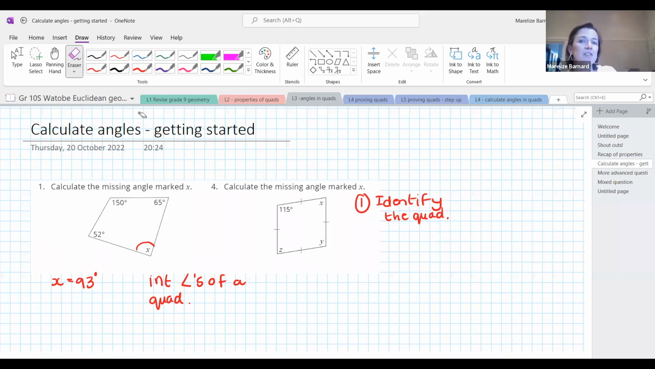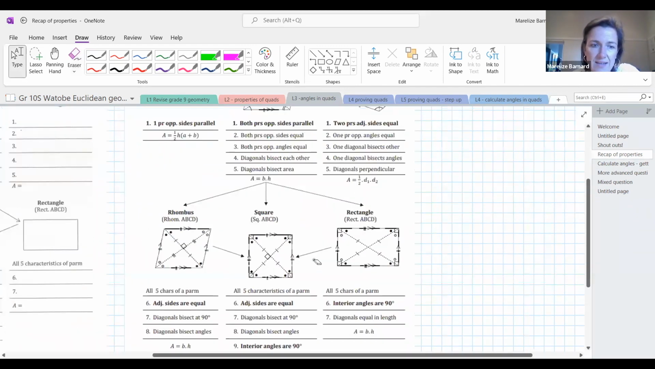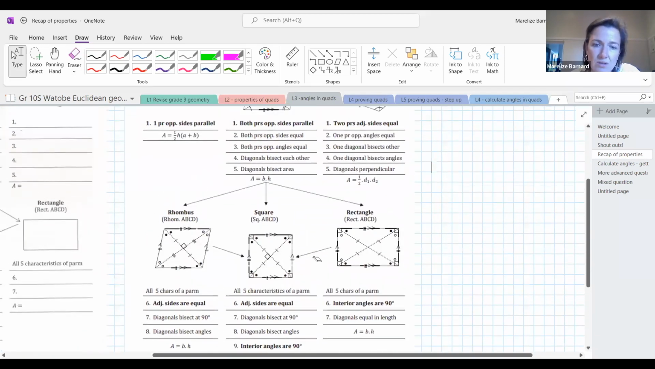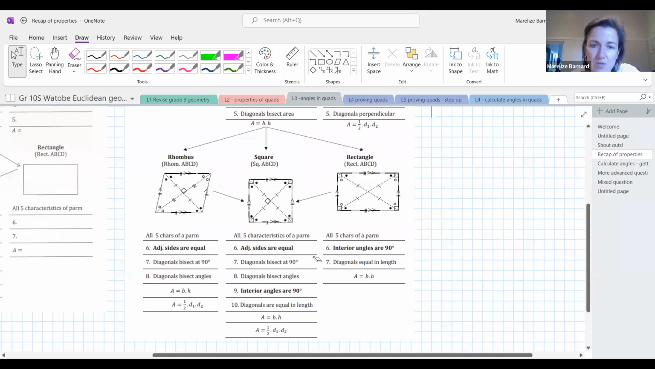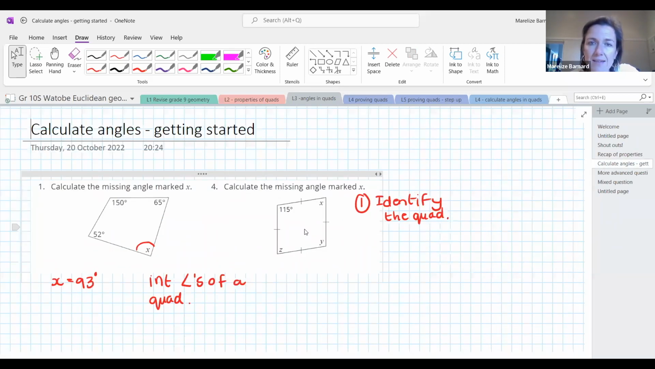Okay, so this quadrilateral has equal opposite sides. So Emmanuel says the shape is a rhombus. So let's go to our properties here. The adjacent sides are equal. Adjacent sides are equal, goes for a square as well. Okay, so adjacent sides are equal. And what does that make it? A square or a rhombus?